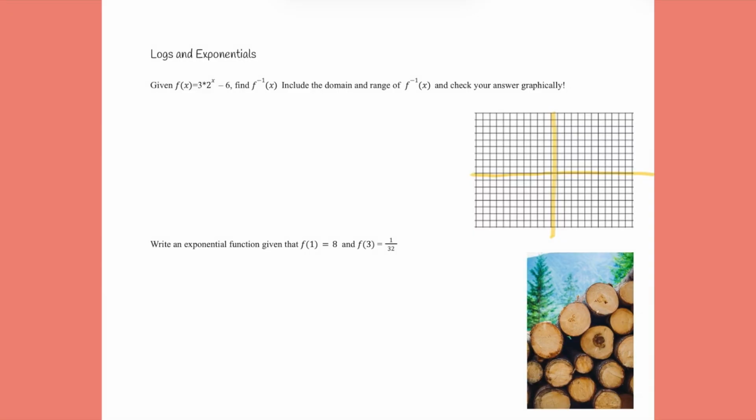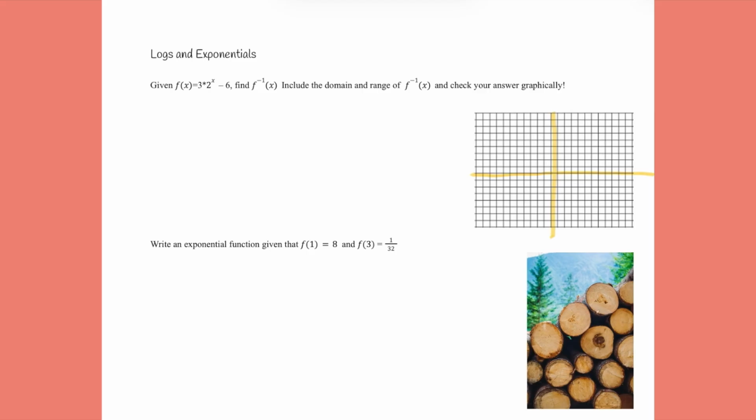Working with logs and exponentials. Our first problem is, given f of x equals 3 times 2 to the x minus 6, find the inverse of f of x. Include the domain and range of the inverse of f of x and check your answer graphically. Alright, in order to find an inverse, the first step is flipping our x's and y's.